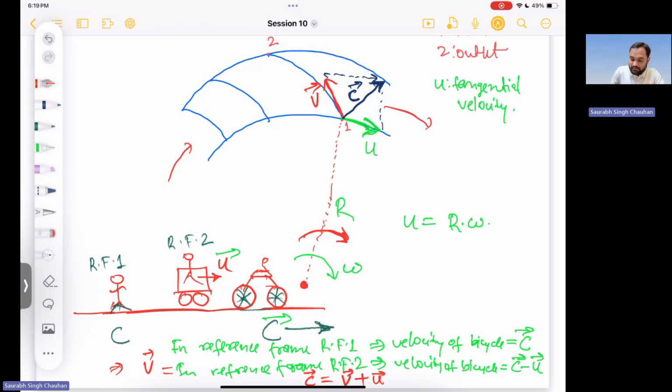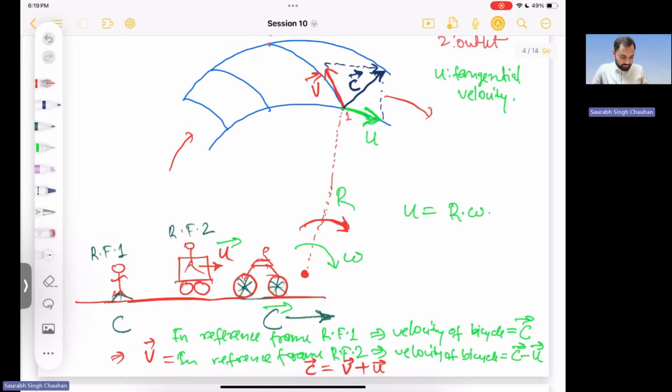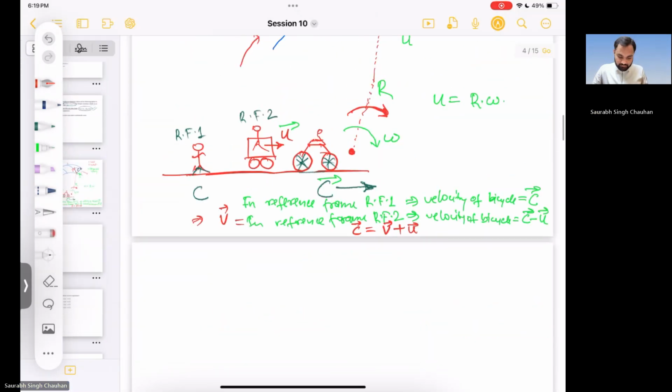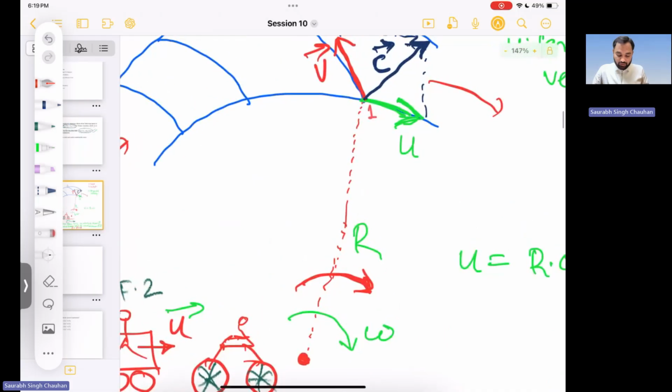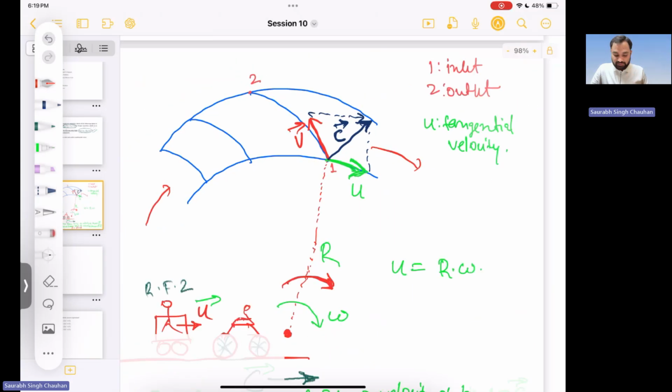I should draw it separately. I hope what I drew is clear. The u is the velocity of the blade; it has nothing to do with the fluid. The v vector is the relative velocity of the fluid with respect to the person sitting at point 1, or the blade. This v is tangential to the blade, the fluid is moving over the blade, and c is the absolute velocity.